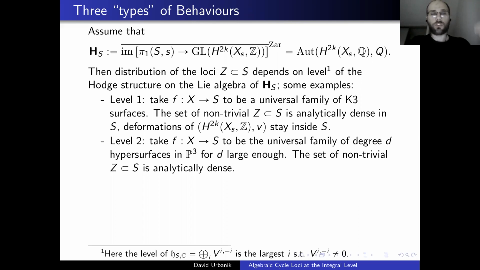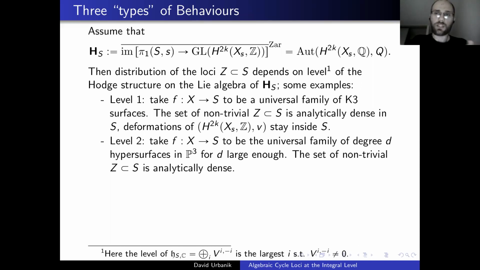In level 2, for example, what you can take is a universal family of degree D hypersurfaces in P3 for D large enough. And in this case, the set of all such loci Z is still analytically dense. There's still a lot of them. This result very often goes by the Green density criterion and so on.